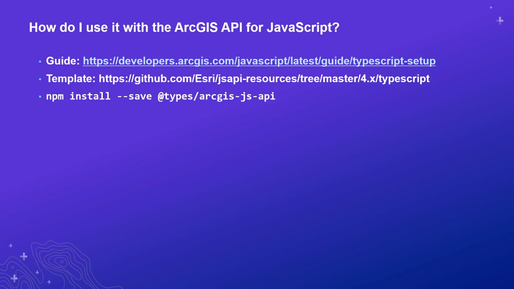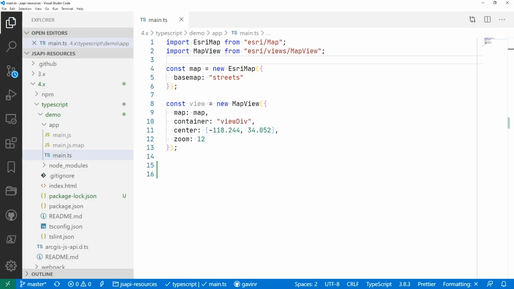I now wanted to show you how TypeScript works within a text editor. So let me switch over to Visual Studio Code. And I have a TypeScript project open, and it's got some typical ArcGIS API for JavaScript code in here. It's importing a map, it's creating a map view. So let's say we wanted to continue this code and create maybe a spatial reference.